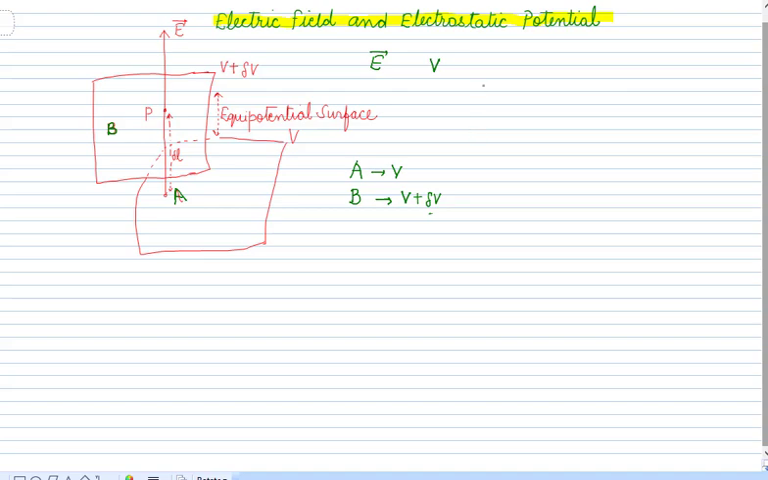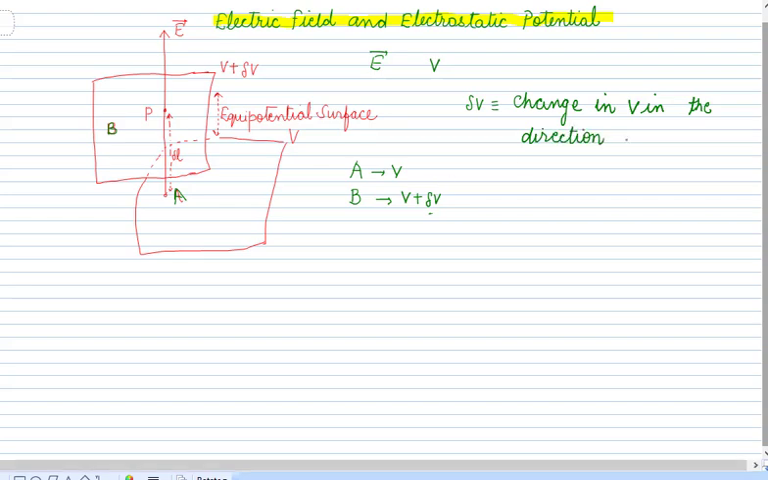So let us say that this is V and this is delta V. So what is delta V here? Delta V is a small change in the electrostatic potential in the direction of electric field, because as you are moving up, the electrostatic potential is increasing by the amount delta V. So this is the direction of electric field in the upward direction. So we can say that delta V is the change in V, that is a small change in the electrostatic potential in the direction of electric field, that is in the direction of capital E. So that is how we have defined delta V.